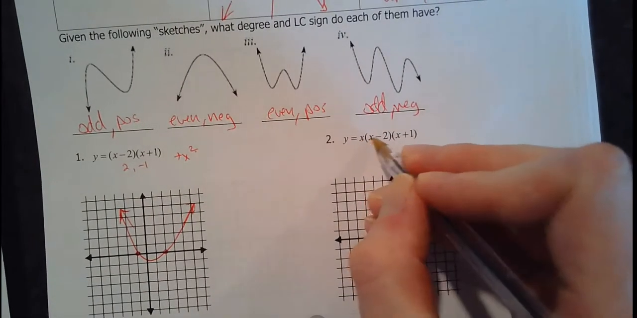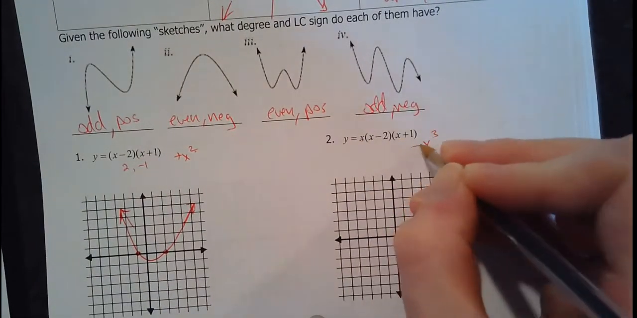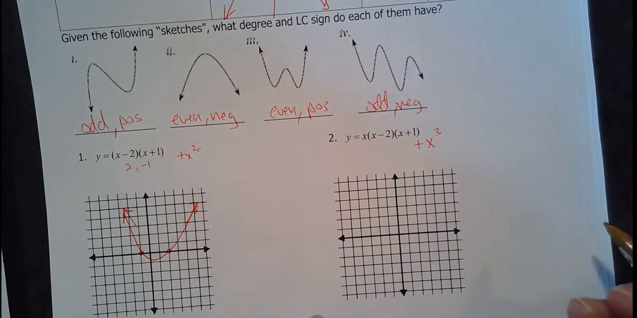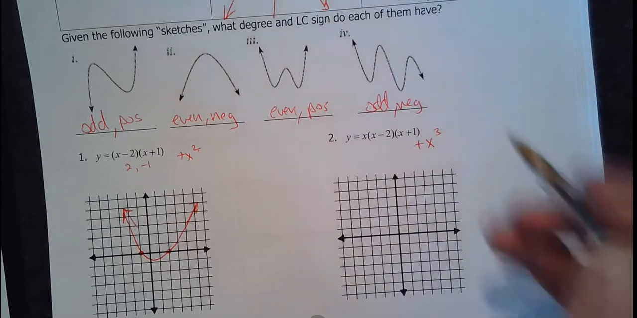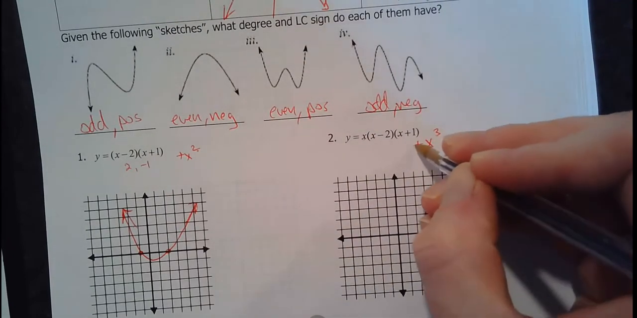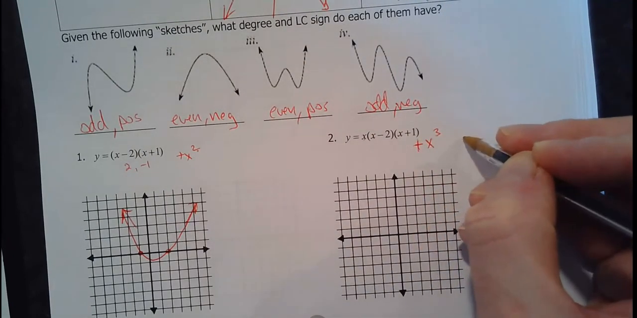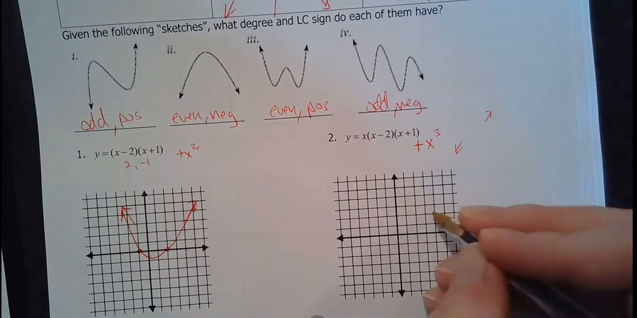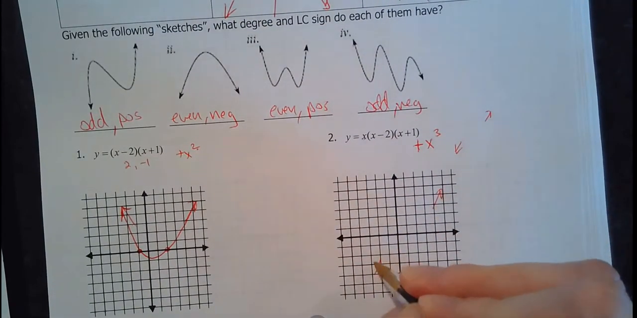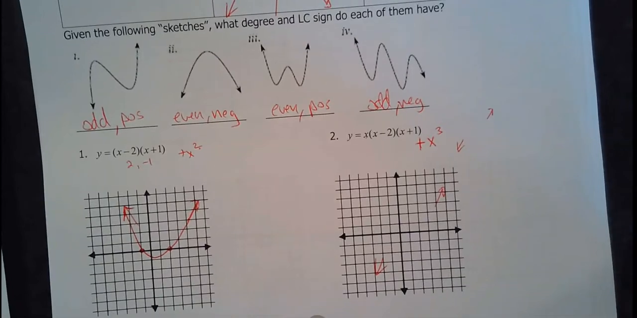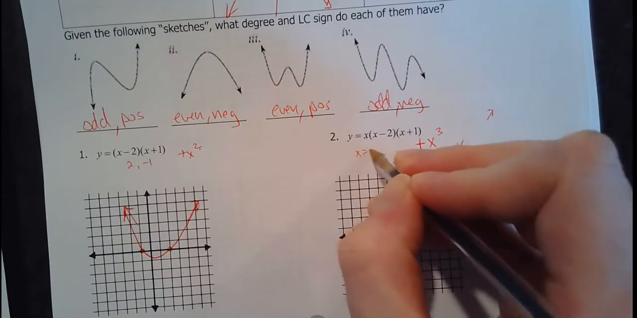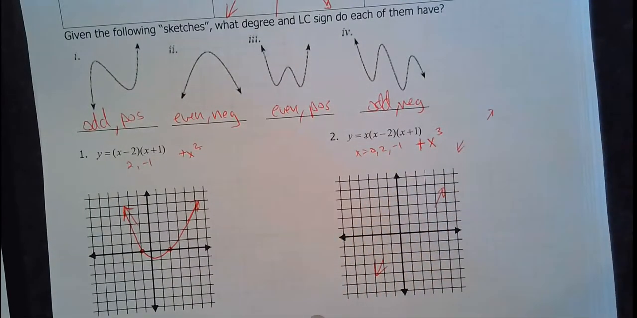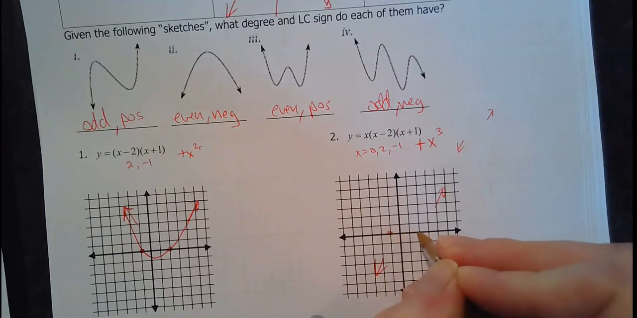This guy here, if I multiply these together, it'd be a positive x cubed. So that's odd. That means they're going to go in opposite directions. And since this is positive, think of it as going up and to the right. So it's going to be that kind of a situation. So going this way and going that way. And then the actual zeros are 0, 2, and negative 1. So plot those points. Negative 1, 0, and 2.